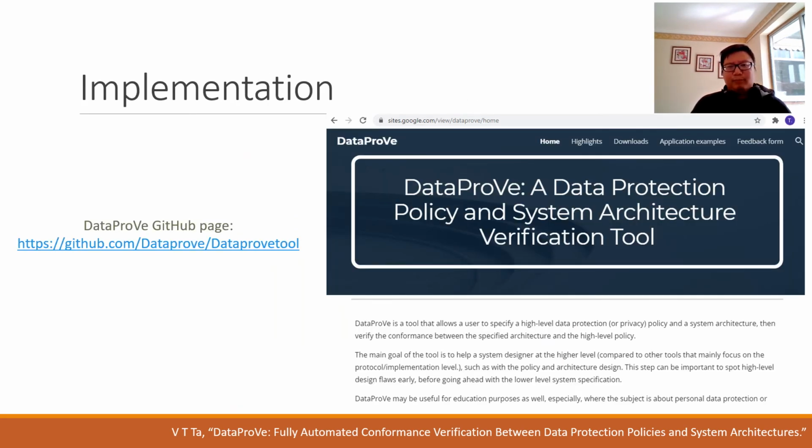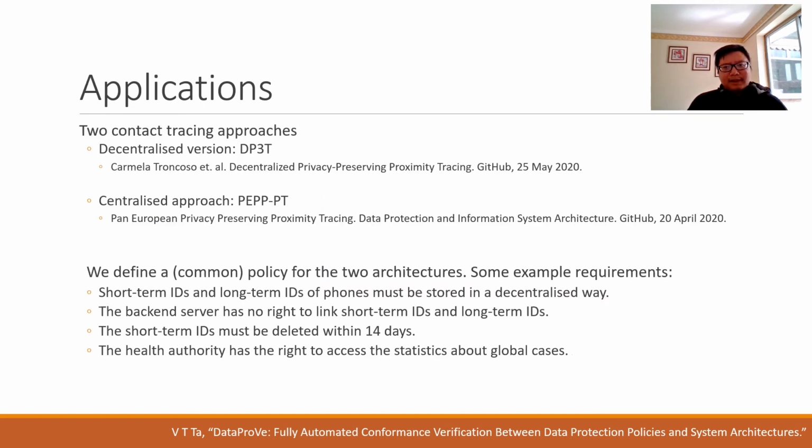We implemented a prototype tool based on the proposed theoretical approaches, which is available online on GitHub, as you can see. As an example, in the paper, we demonstrate the feasibility of our approach and tool by verifying two contact tracing approaches: DP3T, which is a decentralized approach, and PEPP-PT, which is a centralized approach. We note that the tool can be used for any kind of service and system. We only took this example here because it's timely and relevant.